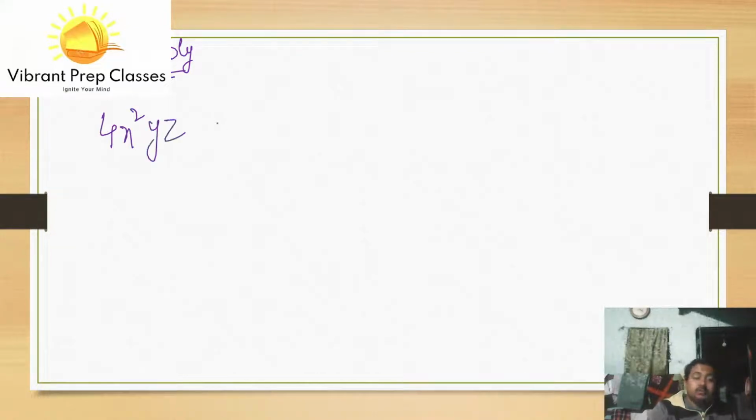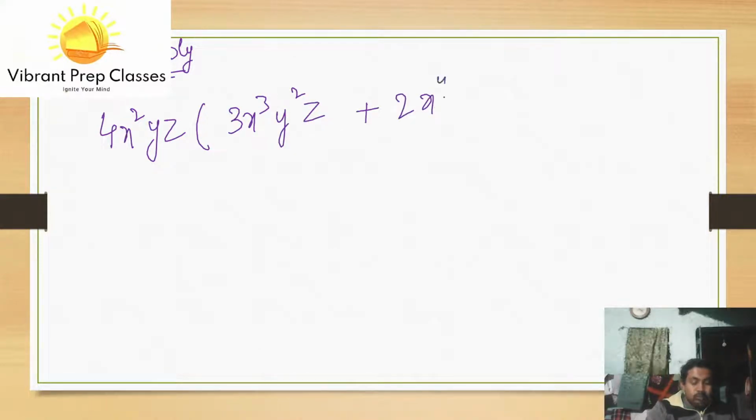We'll be doing up to 8:30. So we'll be doing multiplication here. Suppose you have been told to multiply 4x square yz with 3x cube y square z plus 2x4 yz square minus 7xz. So we have to multiply them.